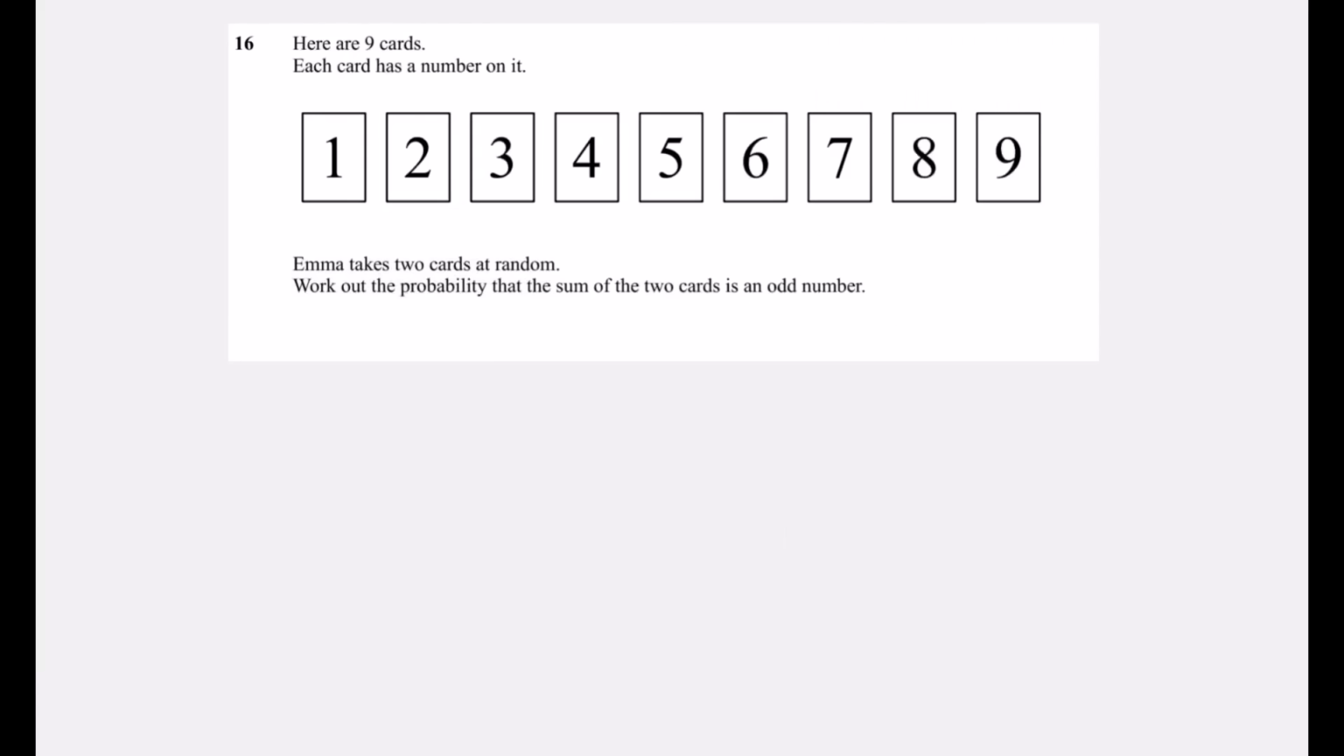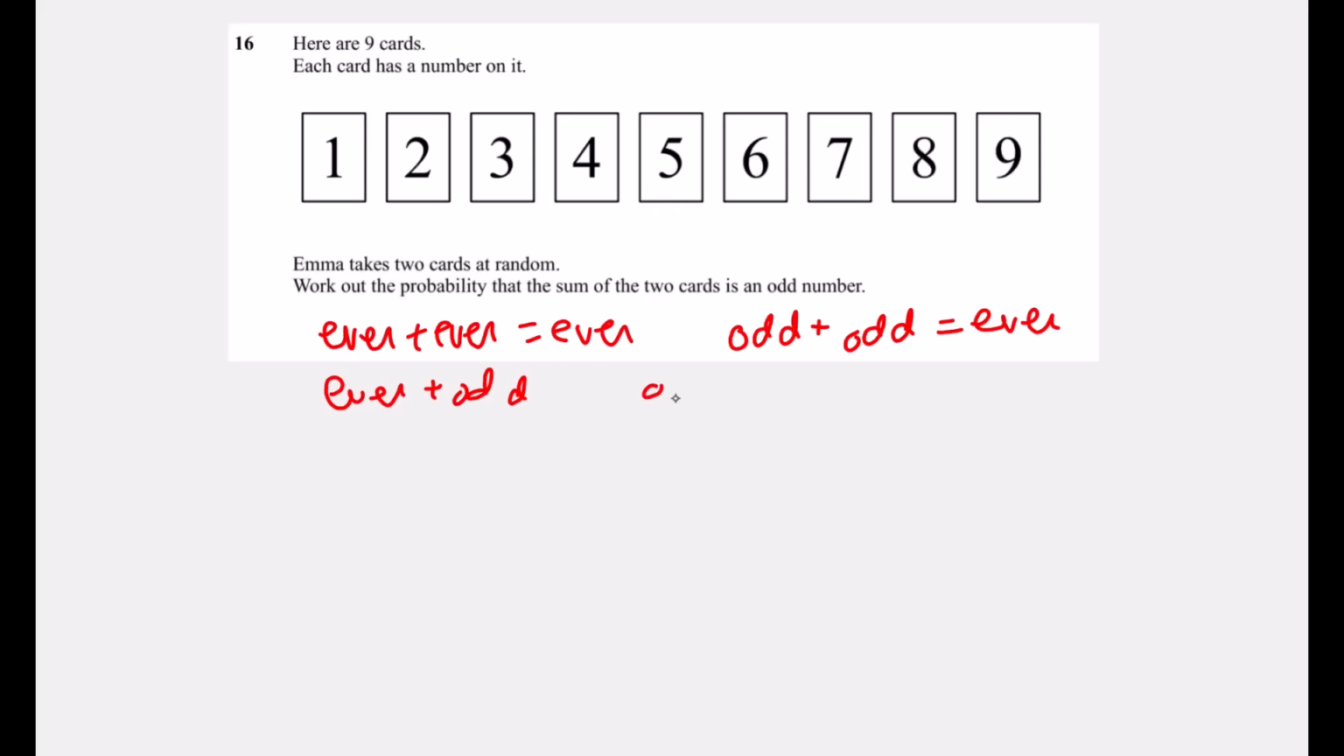Question 16. Here are 9 cards. Each card has a number on it. Emma takes 2 cards at random. Work out the probability that the sum is odd. So they add up to an odd number. So how would we get an odd number? If we had an even plus an even, that would be even. Or an odd plus an odd is also even. So this means we need one even, either even odd or odd even, which would give us an odd number.